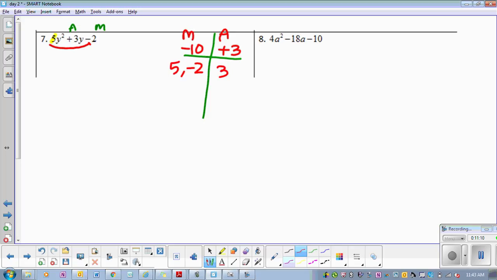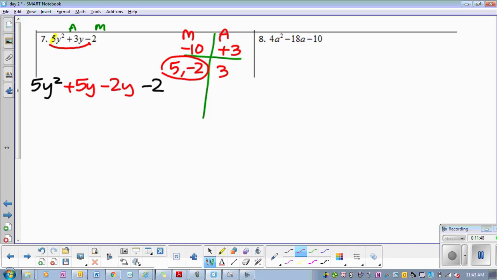All right, so now, whenever you do the swing way, you have to bring down the first, and you have to bring down the last from your original, okay? All right? And then you're going to rewrite your middle term, this plus 3y. You're going to rewrite that using the two numbers that you found in your T chart, okay? So plus 5y, don't forget the variable, okay? And then minus 2y. Yes?